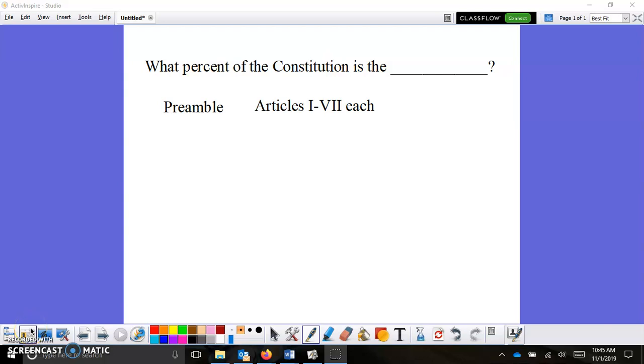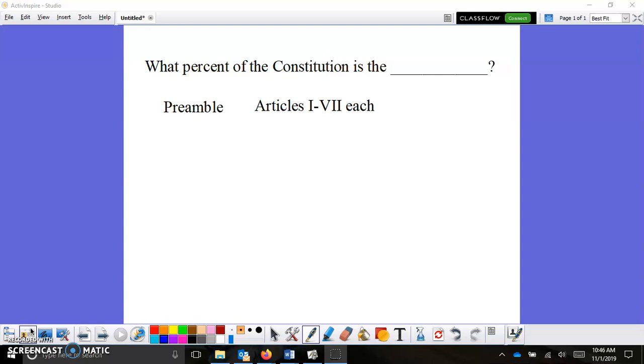Alright guys, so you're watching this because you are stuck on how to do the math for figuring out the different parts of the Constitution. It's actually a really simple math problem, and it shouldn't be that hard. I would hope you'd be able to do this by now. But again, not everyone's great at math, so it's no big deal. Let's break down the question and go from there.